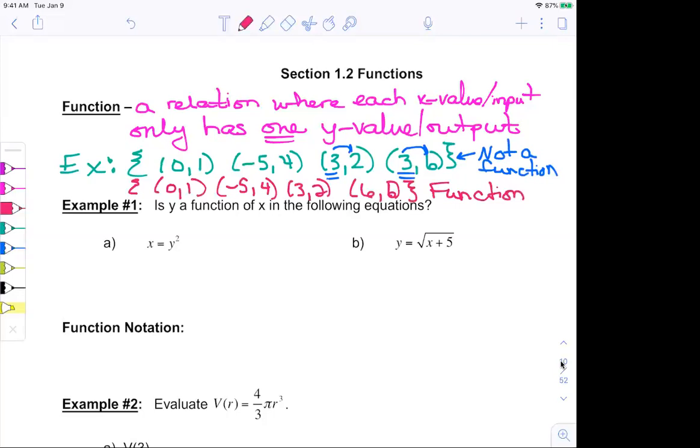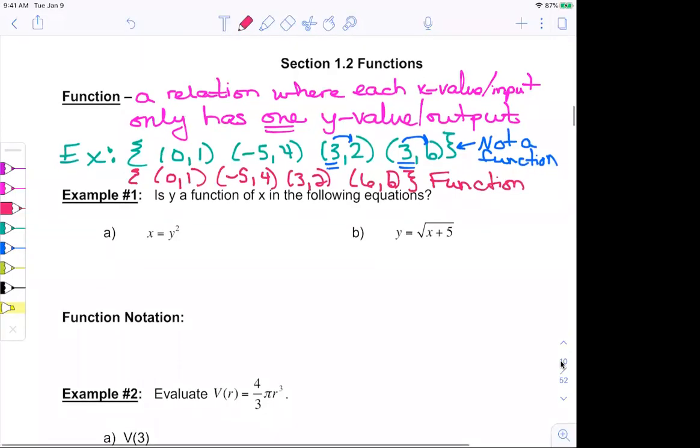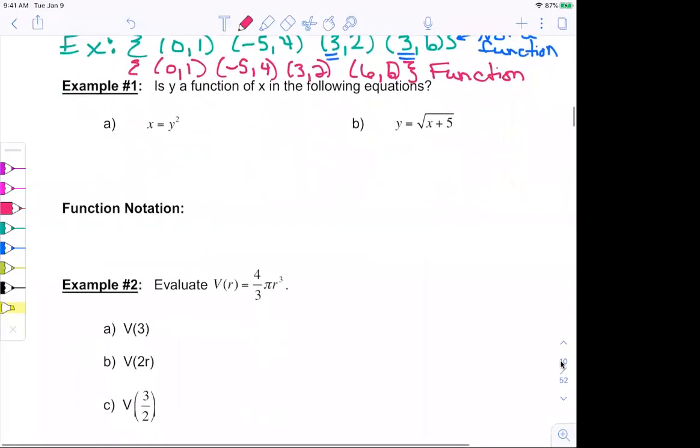However, we can look at it in equation form as well and try to decide if an equation is a function. So in example 1, it says, is y a function of x? And that's generally how you're going to see it stated. X is usually the independent variable. Y depends on x. So y is a function of x. We have two equations here that we're going to try and decide if one is a function or if one isn't. Maybe they're both functions. We have x equals y squared, for example, A.